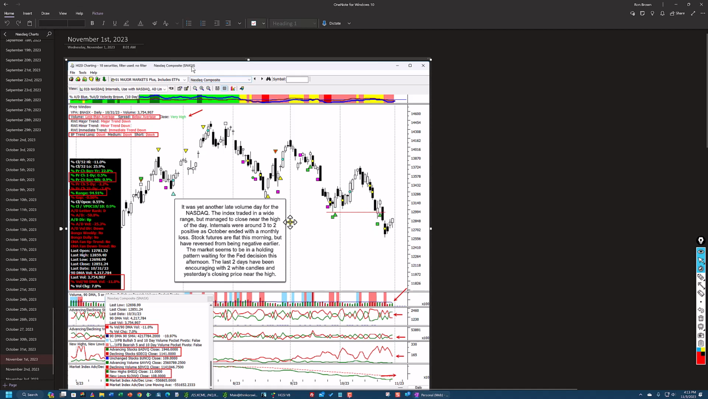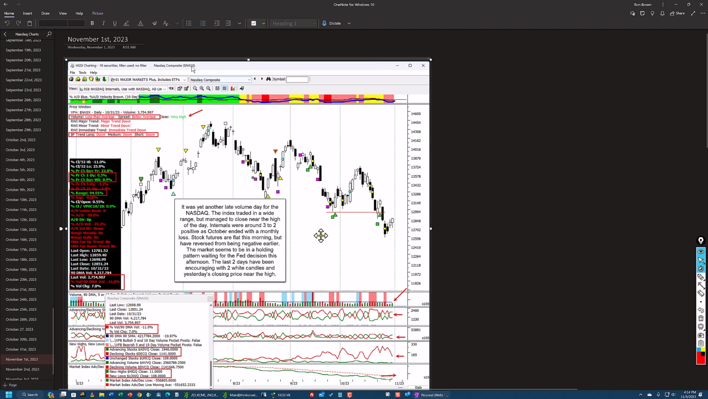It was another late volume day. It should have been a light volume day for the NASDAQ. The index traded in a wide range but managed to close near the high of the day. Internals were around 3-2 positive as October ended with a monthly loss.